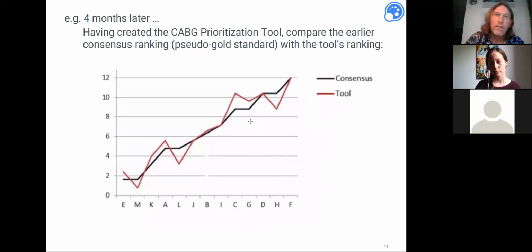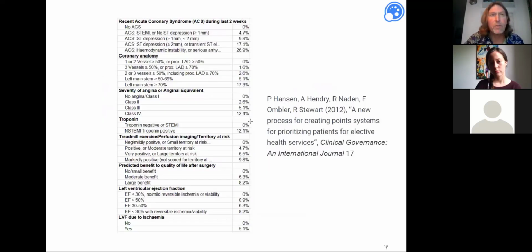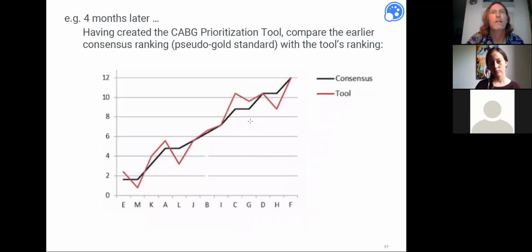And you can see very strong correlation, and at which point the clinicians are going to go, well, this system that we've created captures what we think on average as an expert group. And so that gives them great confidence. And of course, there's other tests as well.